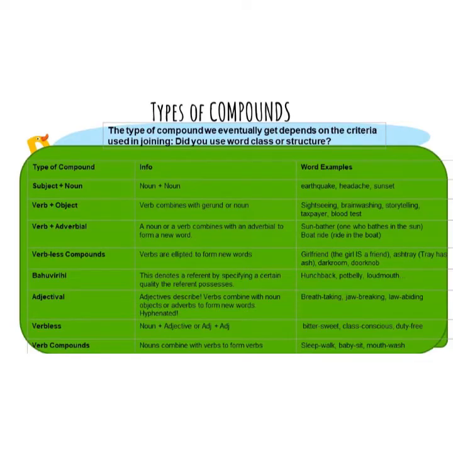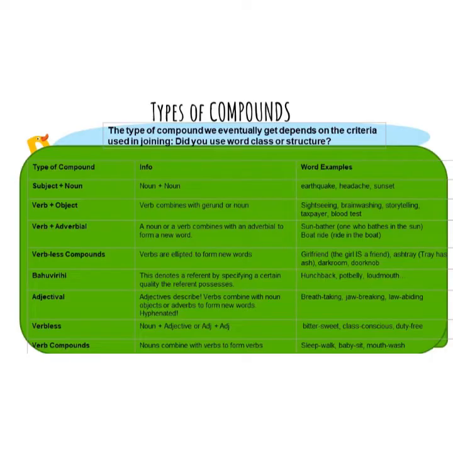Verb plus adverbial type of compound. A noun or a verb combines with an adverbial to form a new word. Sunbather is one who bathes in the sun. A ride in the boat comes to form a boat ride. This is quite easy.